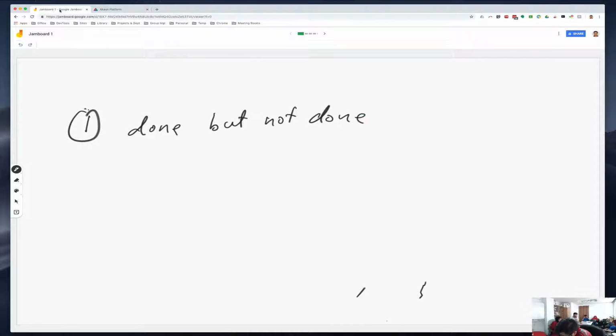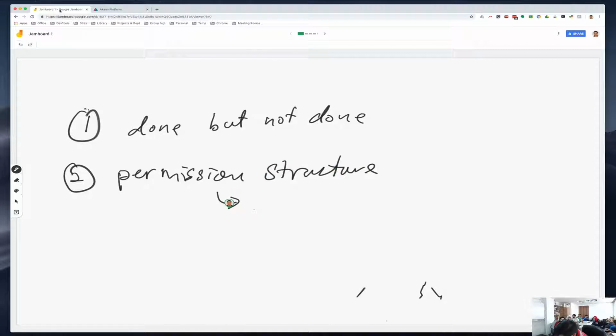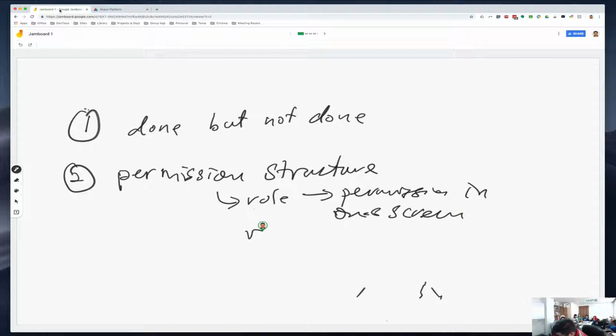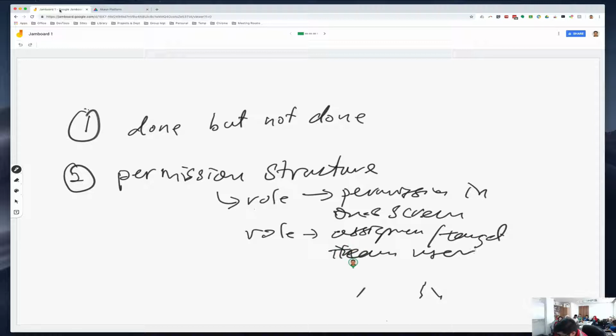Number two, in today's discussion, I think we also discussed some permission structure just now. The permission ties with role, the role ties with the permission in one screen. And then the role ties with the target assignee, or target, in another screen, and the team and user and target in another screen. Okay.